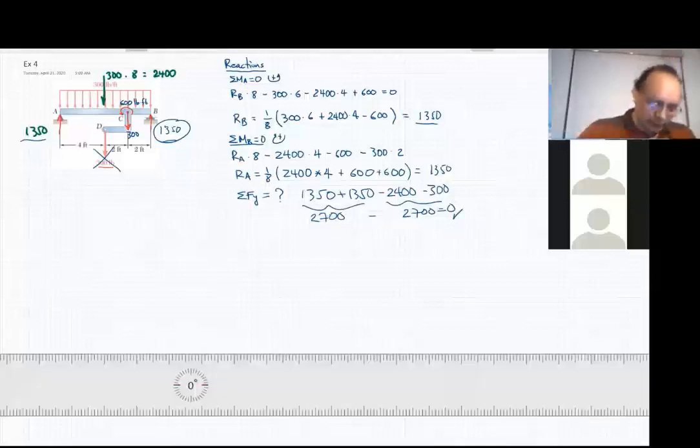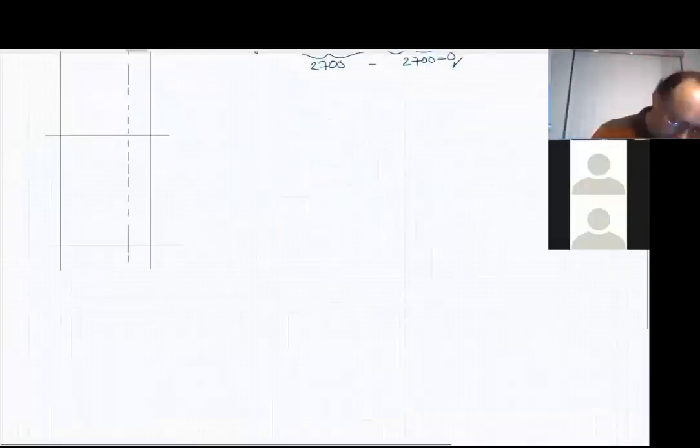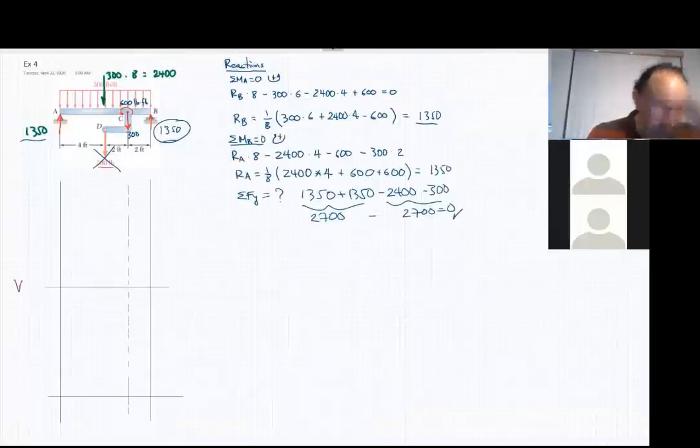Let's do the diagrams. Here's the diagram. So the method tells us that we have to go up 1350. So let's make a very big sketch. Professor, how did you find the moment at C? I'm still lost on how you got it.